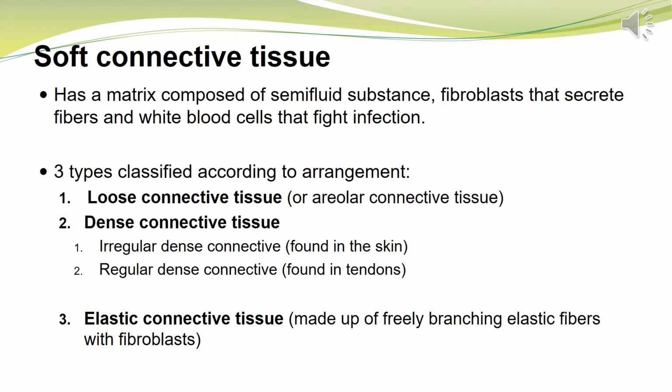And I'd also like to point out, just backtrack a little, that loose connective tissue is also found in the skin and in adipose or fat tissue. And then finally there's elastic connective tissue, which is made up of freely branching elastic fibers with fibroblasts, and an example of an organ that contains this type of tissue is the heart. And we'll talk about that more in the next slide.